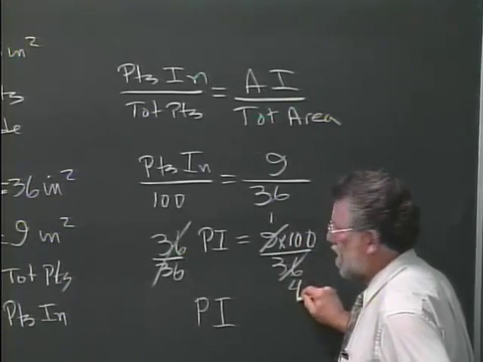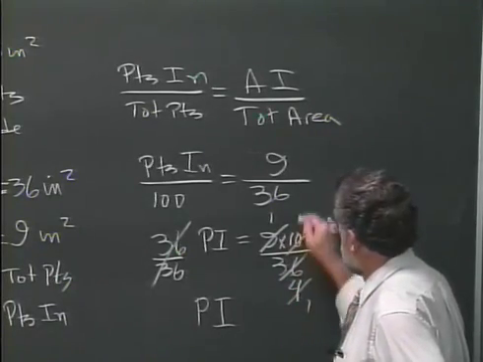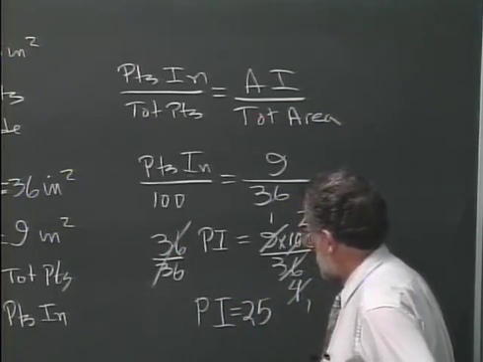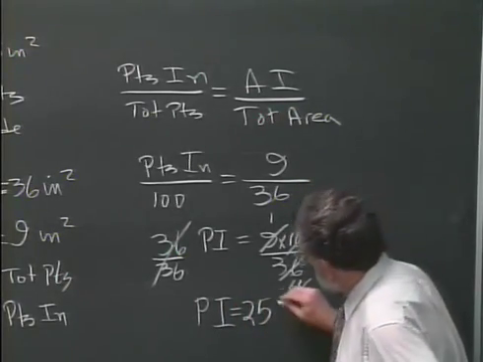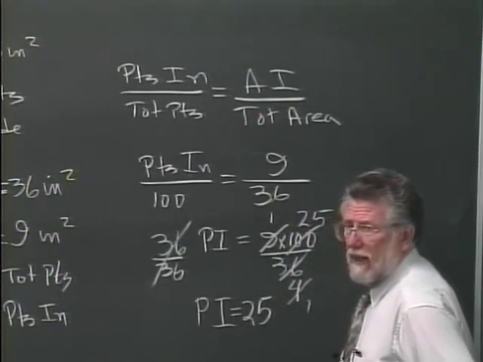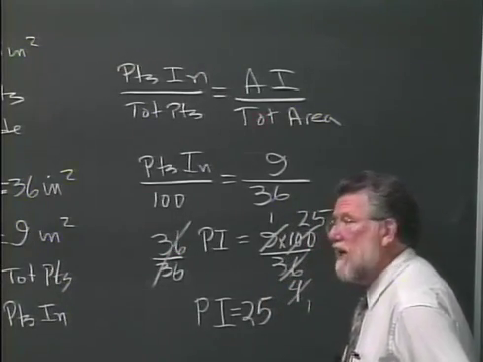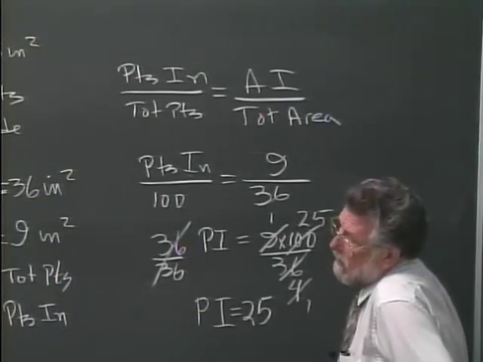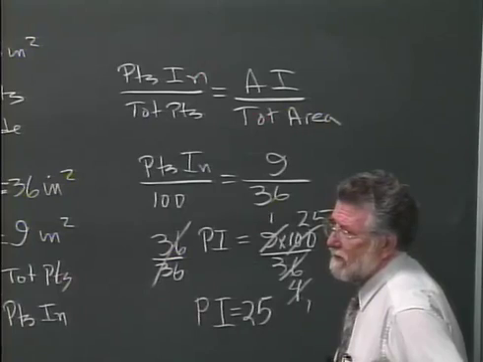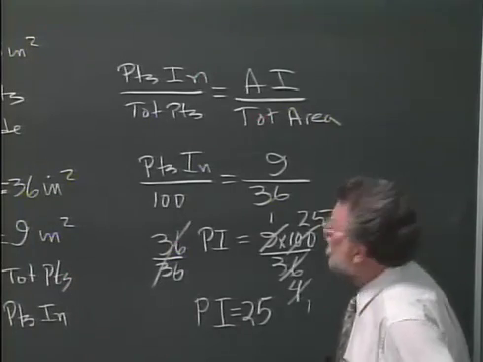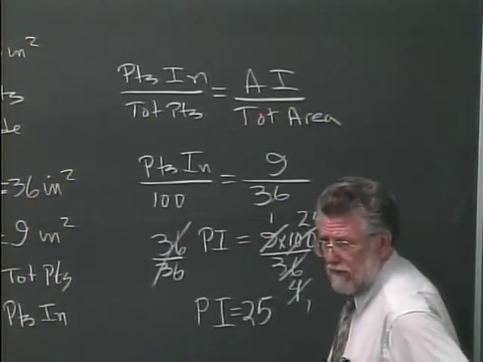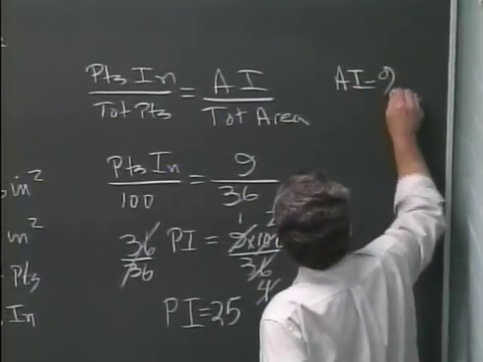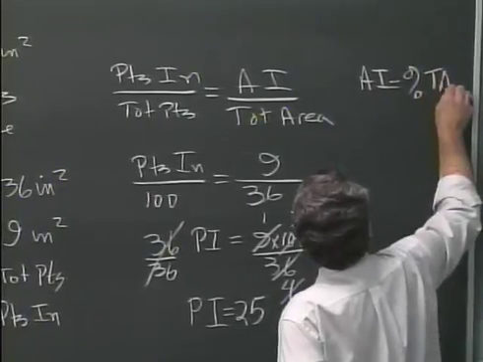And a 4. And a 4 into 100? 25. So I have 25 points. That problem doesn't lend itself well to percent times total area equals area inside, because you don't know the percent. Okay? Now let me try it that way nonetheless. AI equals percent times TA. Agreed?